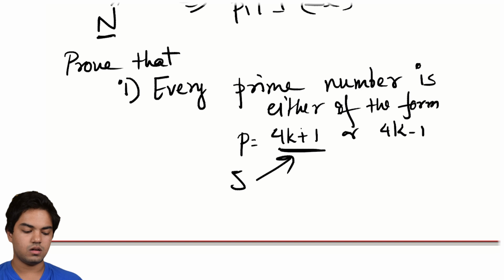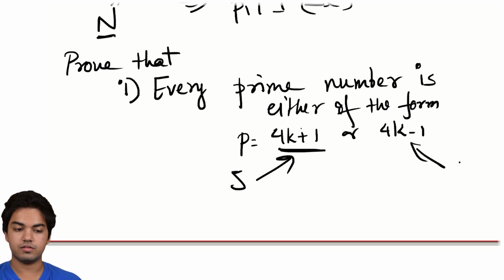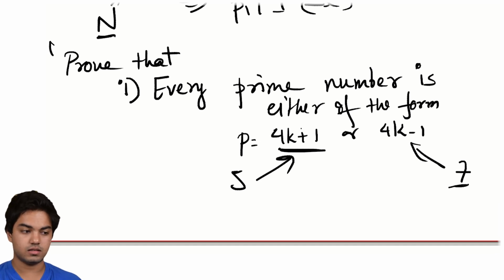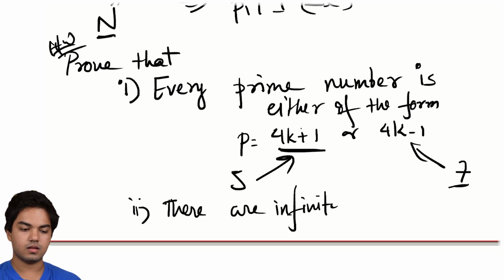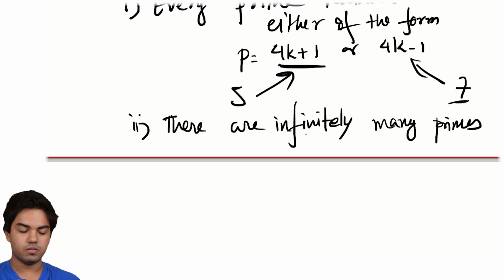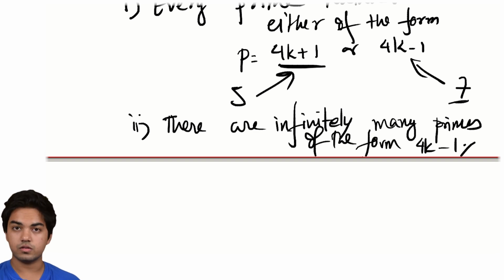And 7, for example, is in this category. It's 4 into 2 minus 1. So, well, first show that that's the case, and then show that, using perhaps a very similar argument to what we just saw, that there are infinitely many primes of the form 4q minus 1. That's homework for you.